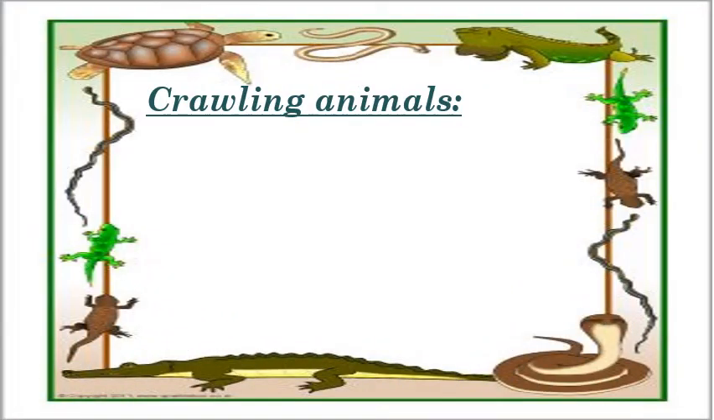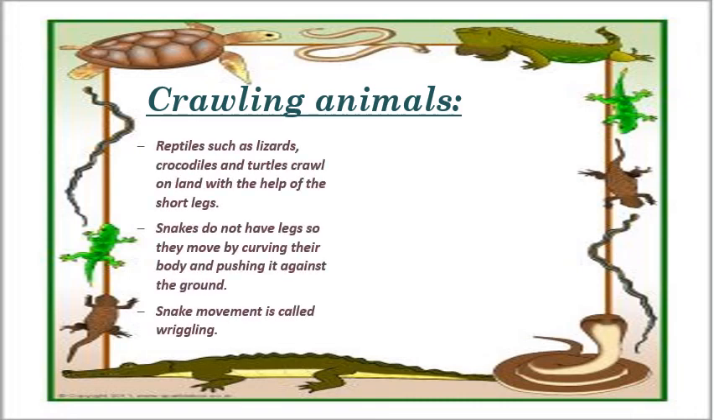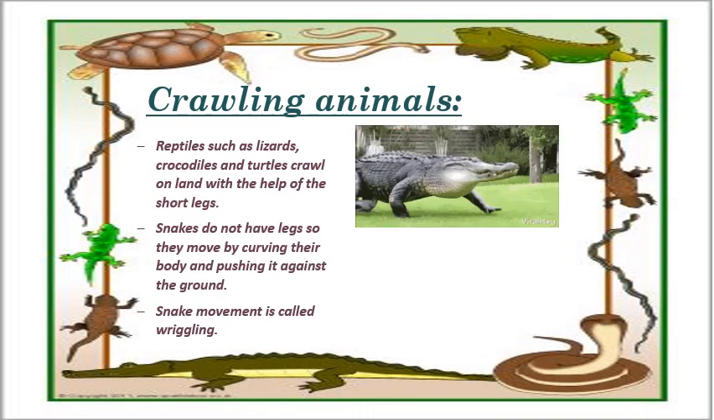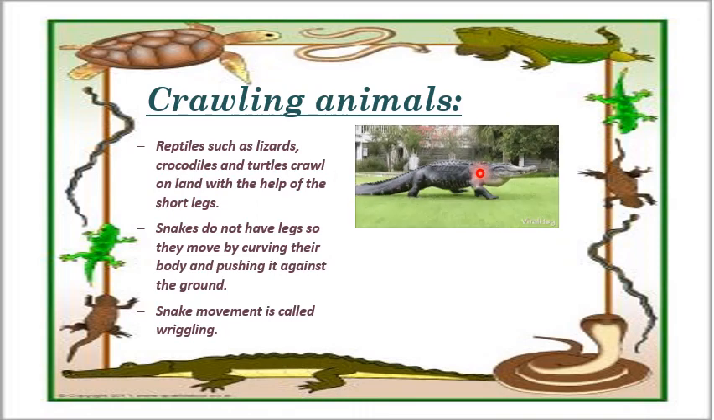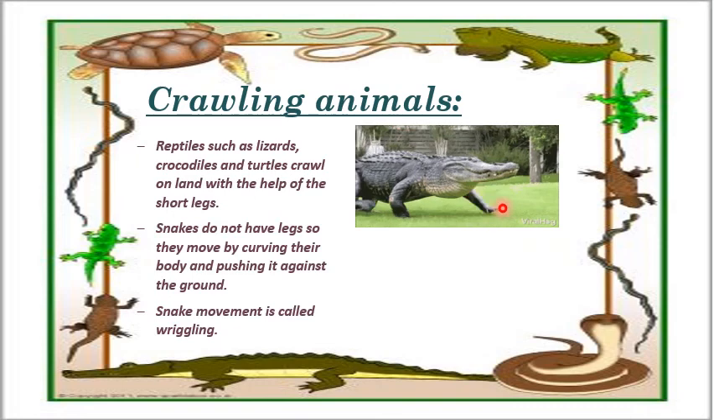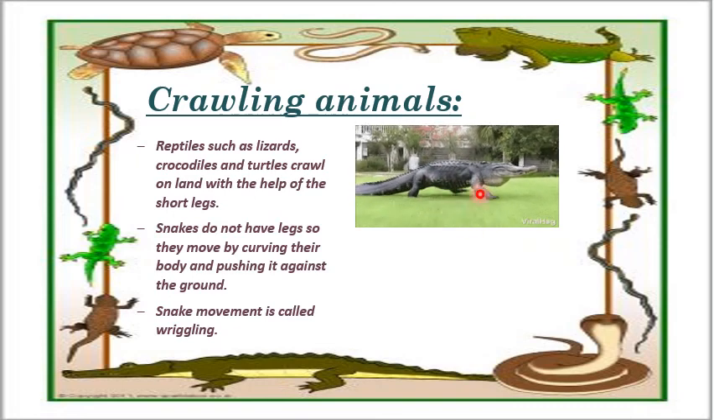Not all the animals move on land in the same way. There are some of the animals called crawling animals. Now, what are these animals and how do they move? Reptiles such as lizards, crocodile and turtles crawl on the land with the help of their short legs. Okay, they move with the help of their short legs like this. Here you can observe a crocodile. This crocodile is moving forward with the help of its short legs.